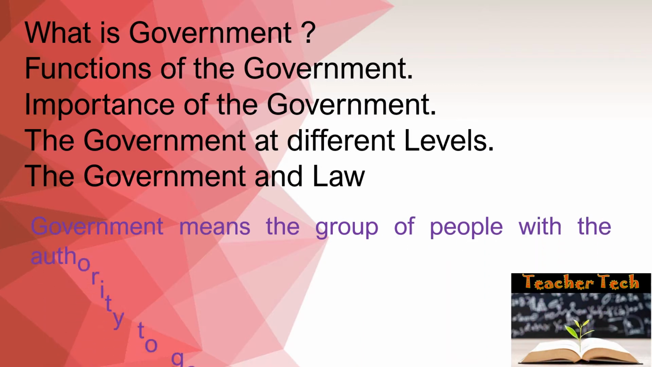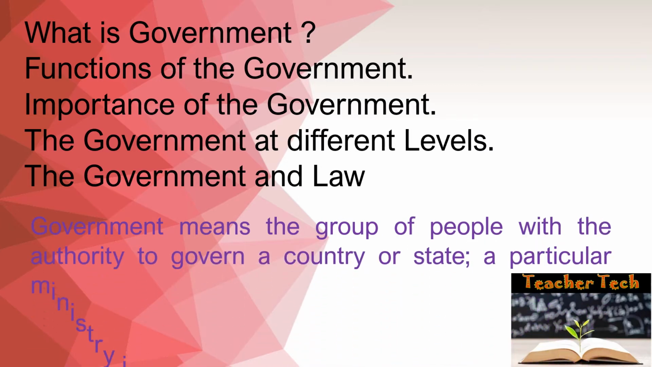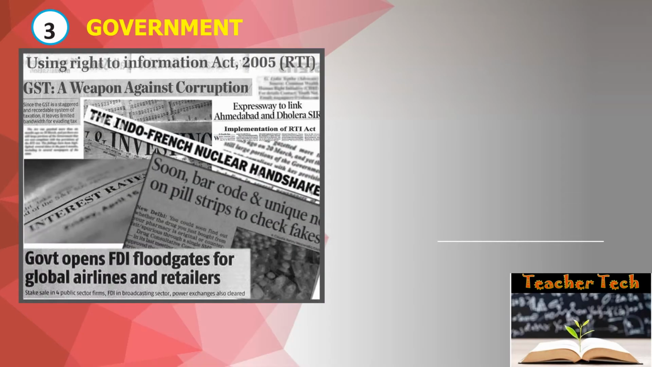Let us understand first what is government. Government means the group of people with authority to govern a country or state, a particular ministry or office. You can see on the left hand side of your screen a paper cutting and some newspaper headlines. Let's see what these newspaper headlines are.